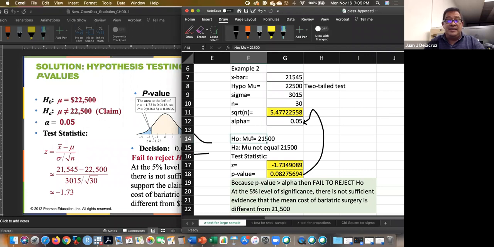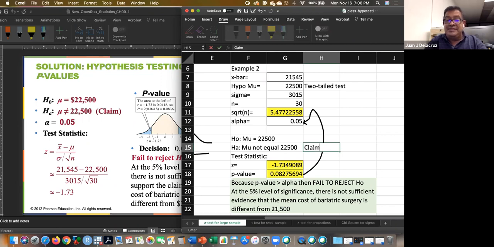So in this case, the claim is here, I think it is 22,500. And this is 22,500. So make the change. This is the value 22,500. So the claim is the null hypothesis.